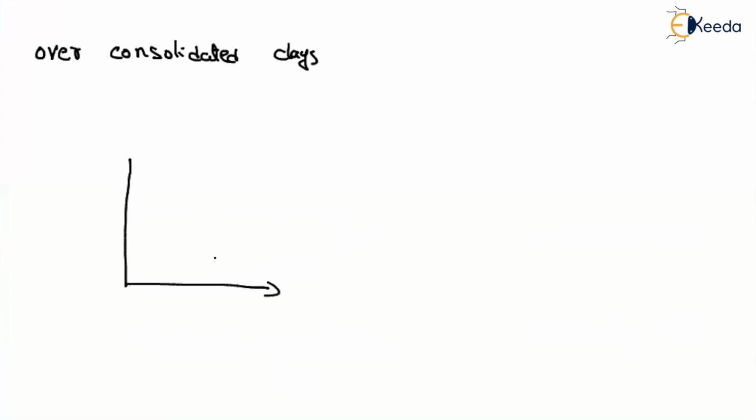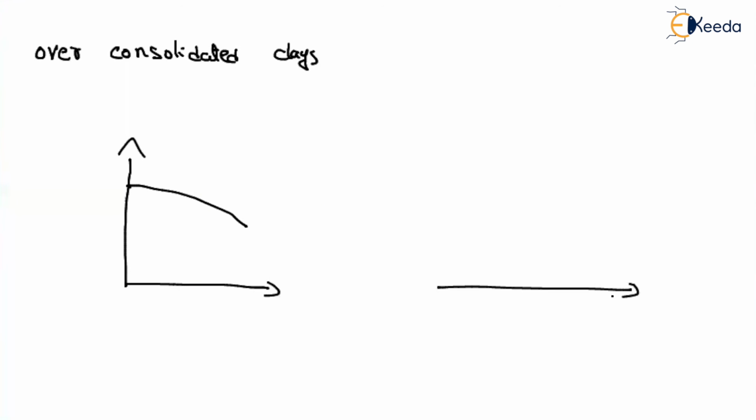Similarly, if I want to see the variation for over-consolidated clays, then the graph will look like this. On an arithmetic graph, the diagram will look like this. That means if you observe those two diagrams, as you're increasing the effective stress, in the normally consolidated clay you can observe more change in the void ratio. But for over-consolidated soils, the soils have been consolidated in the past, so you don't see much change in the void ratio.